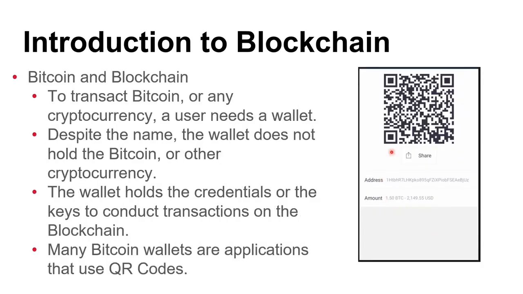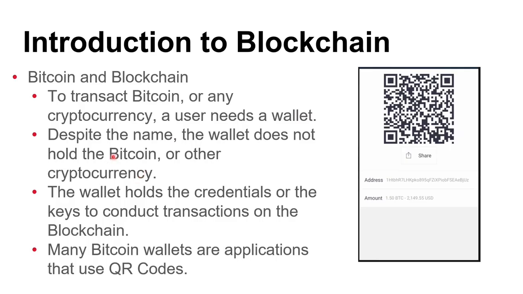We can see here one way of transacting, in this case, Bitcoin. So we can see here we can actually scan. You can see the address here. My wallet address is quite long and sometimes it's hard to copy. So these QR codes really help.